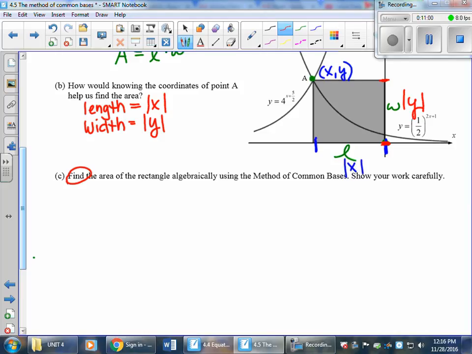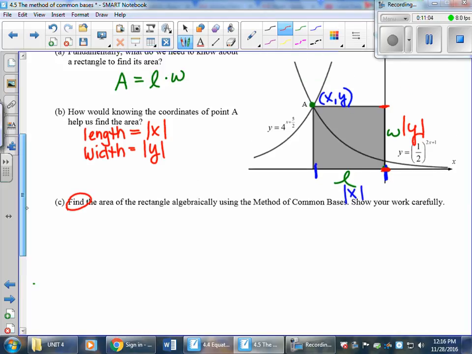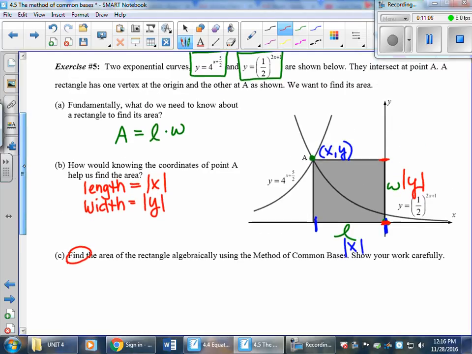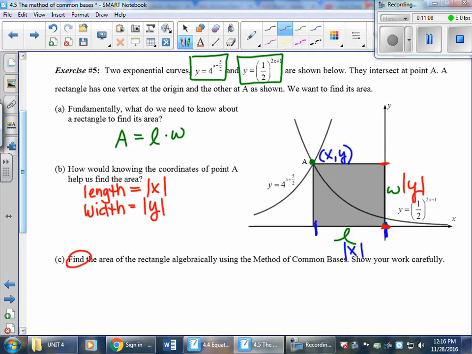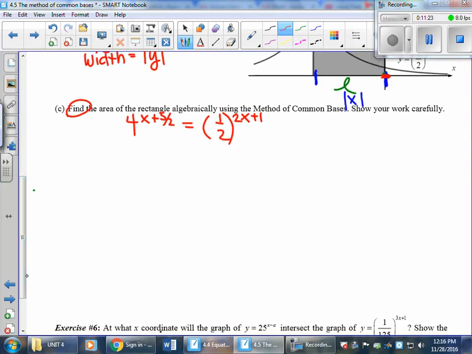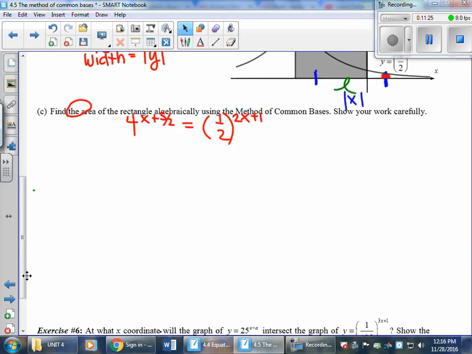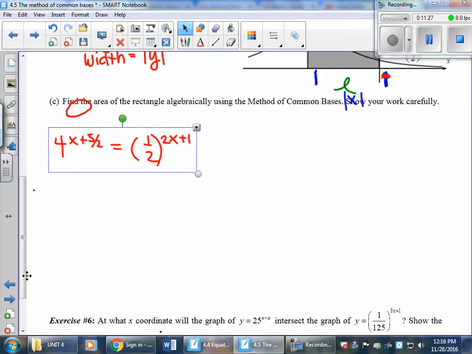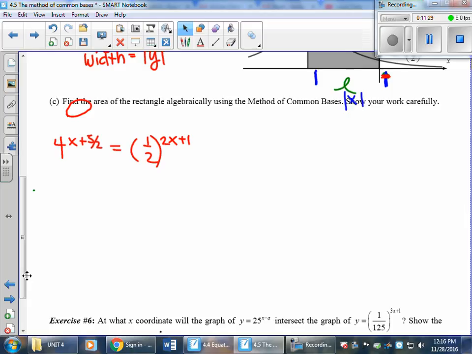If we're looking for where these two intersect, because that's what we're doing here, we're going to take the first one, which is 4 raised to the x plus 5 over 2, and we're going to set it equal to 1/2 raised to the 2x plus 1. We'll slide up here. I'm also going to move it over a little bit. Okay, so here we have this moved over.